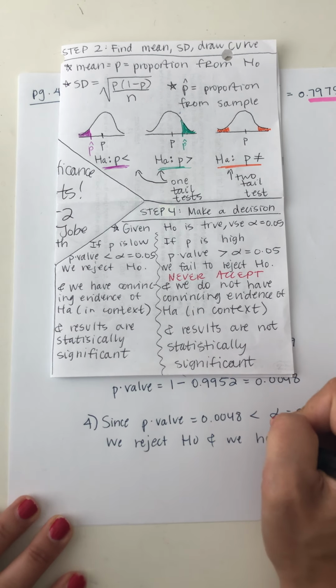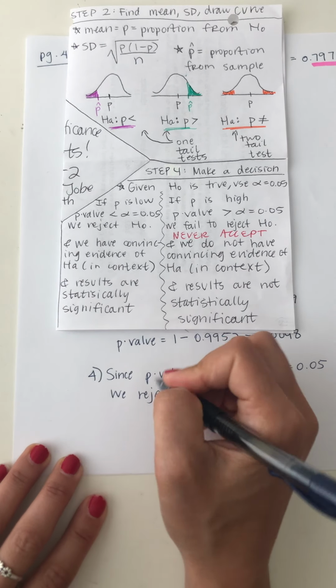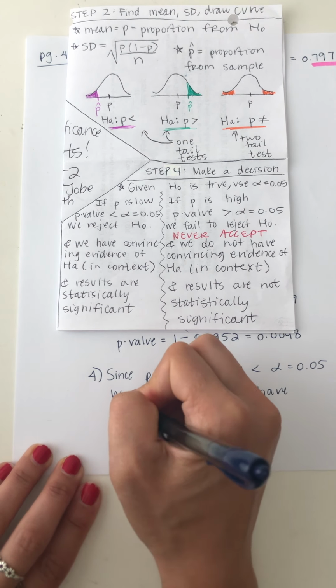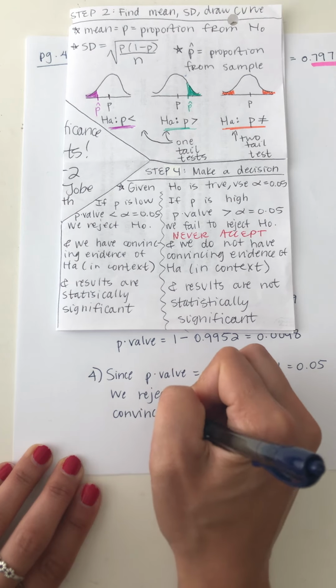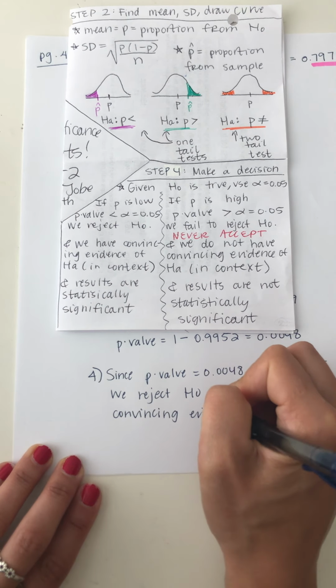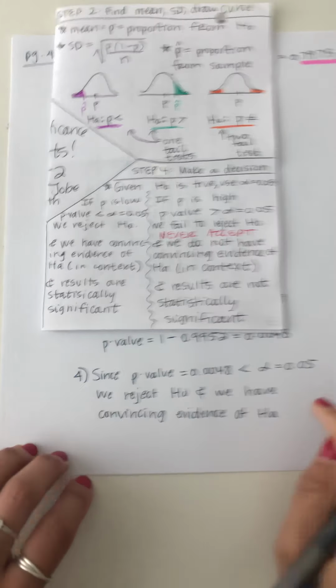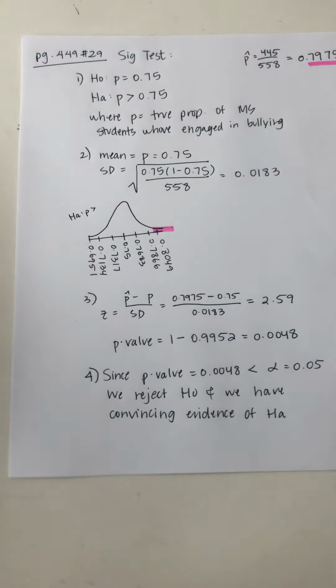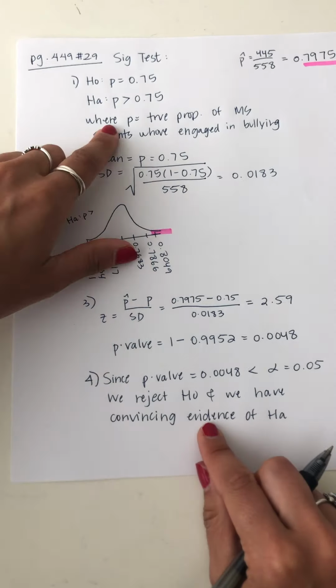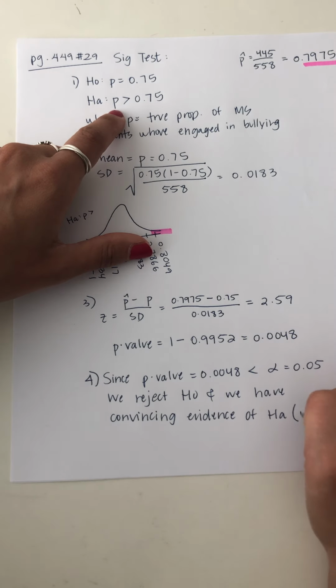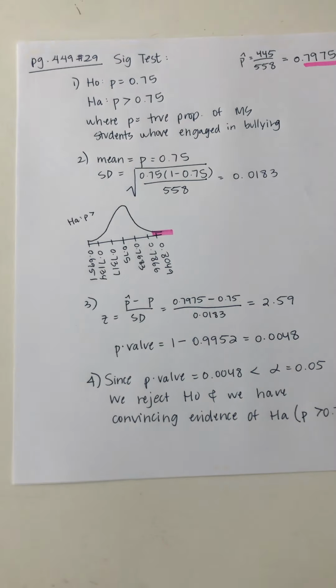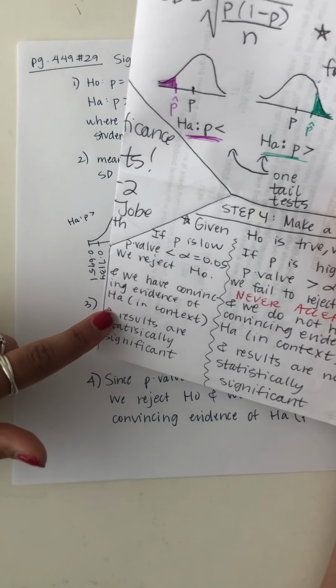We have convincing evidence of the HA, of what we are trying to prove. So the HA is here. It's that P is greater than 0.75. So let's just put that HA in context.